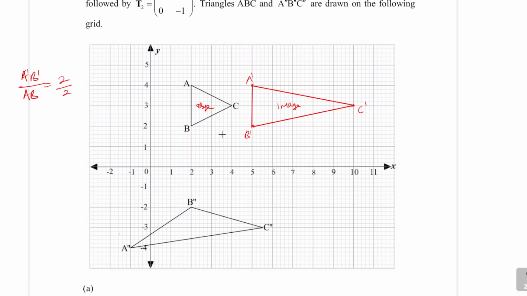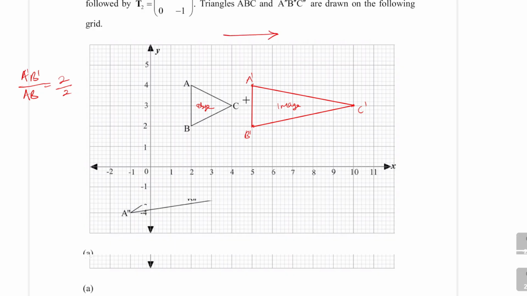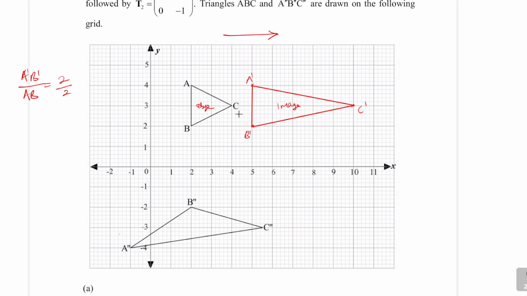Look at the direction A to A prime, look at B to B prime. So all the points are moving parallel to the x-axis. The y coordinates are not changing. Just look at a few examples here. The y coordinate of A is 4. The y coordinate of its image A prime is 4, has not changed. The y coordinate of C is 3, and of C prime, still 3. Same to B, same to B prime.